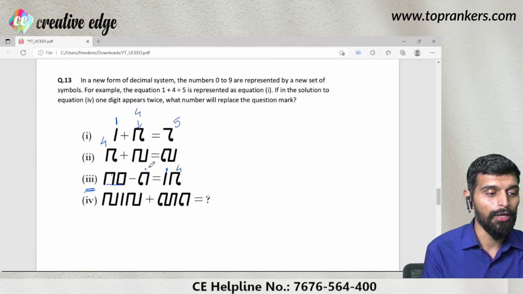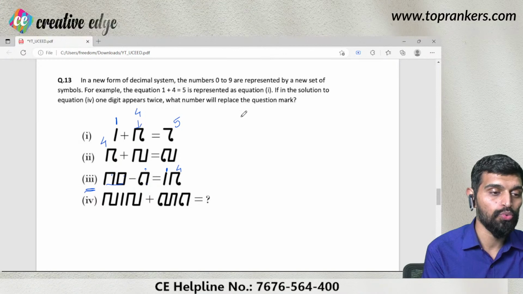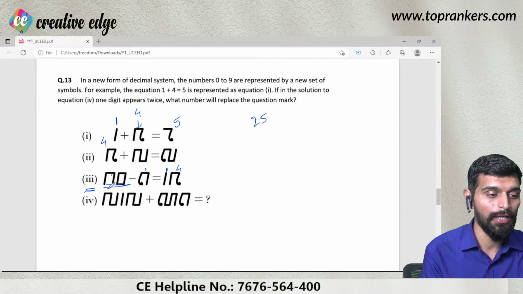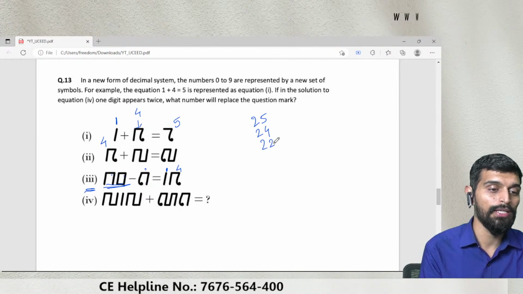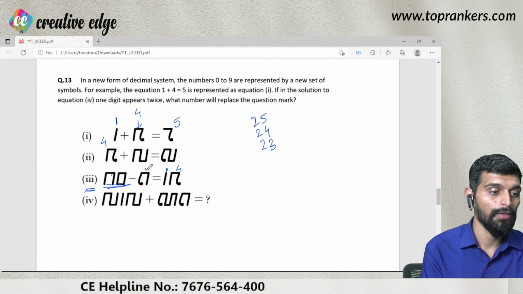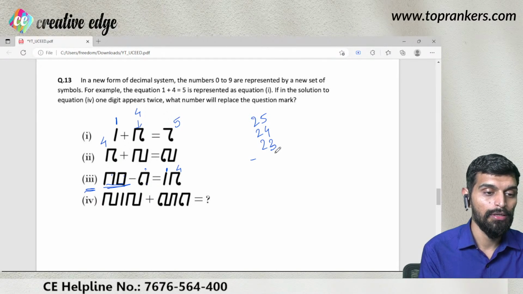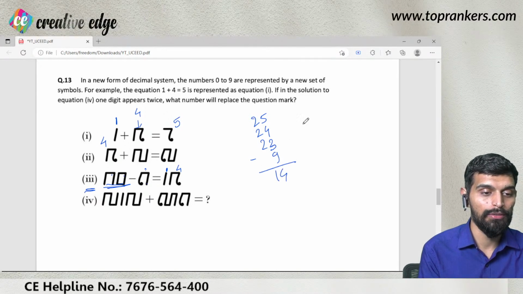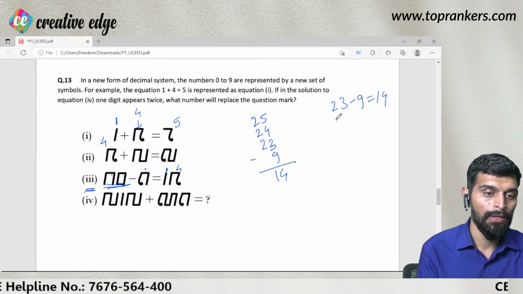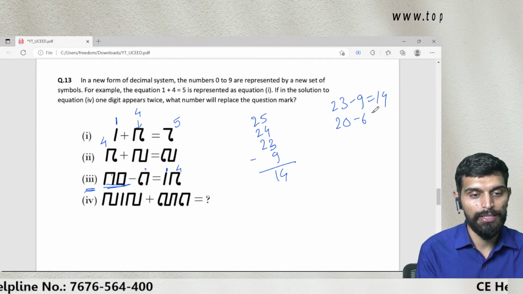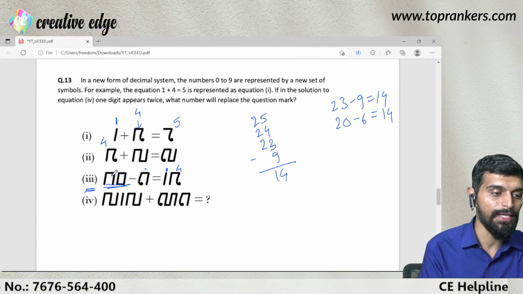Again, I am not able to have this as 5. So I'm sure that this number is not 25. This is not 24. This is not 23 as well. Can that be 23? 23 minus 9 will give you 14. So one possibility is 23 minus 9 giving us 14. Another possibility is 20 minus 6 giving us 14. So these are the two possibilities.